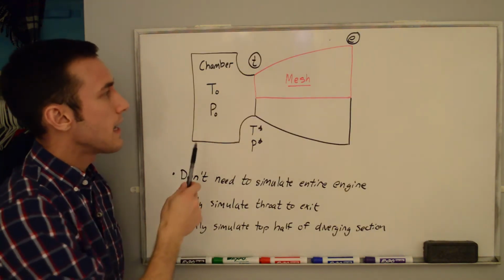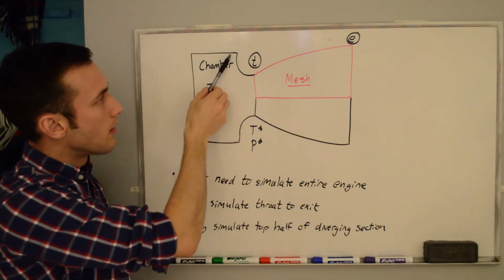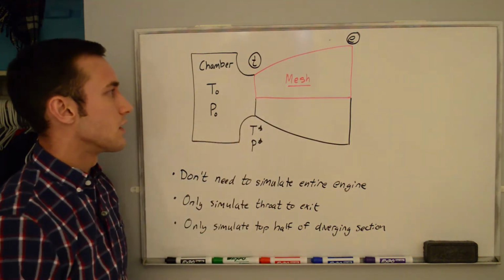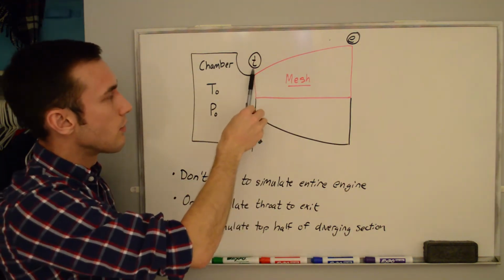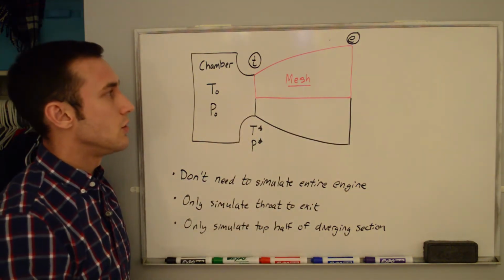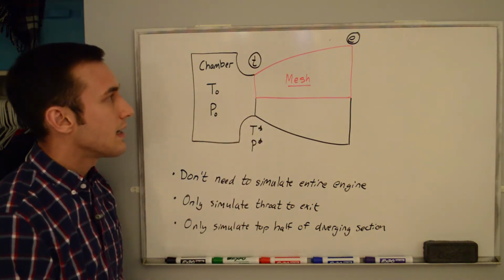If you look at a schematic of the entire rocket engine, here we have the combustion chamber, and then we have the decreasing area, the converging section, and then the increasing area, the diverging section. Here at the minimum area, we have the throat, T, and then back here we have the exit, E. You'll note that the mesh we're actually using is only what is outlined in red here, because we don't need to simulate the entire engine itself.